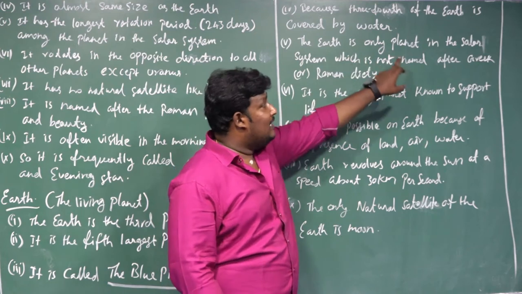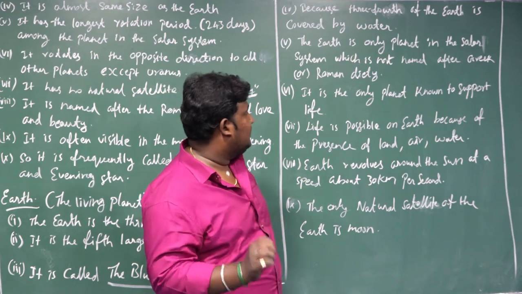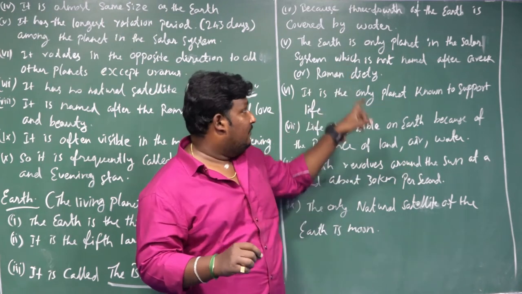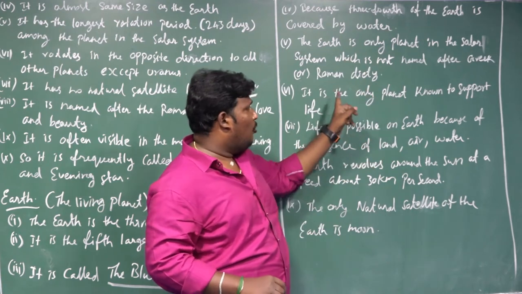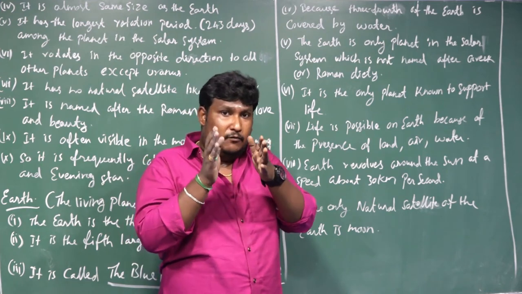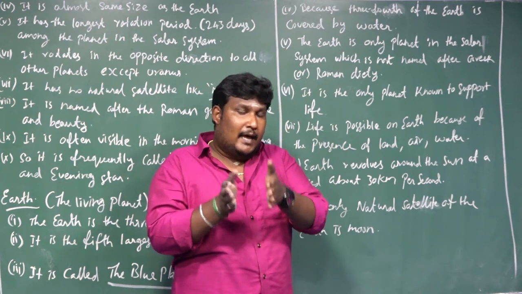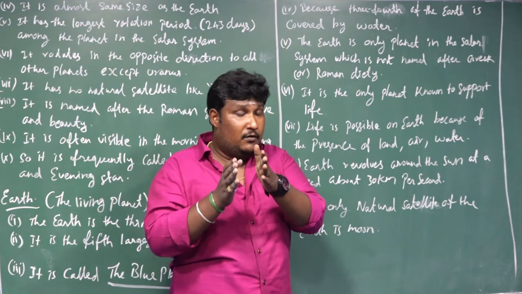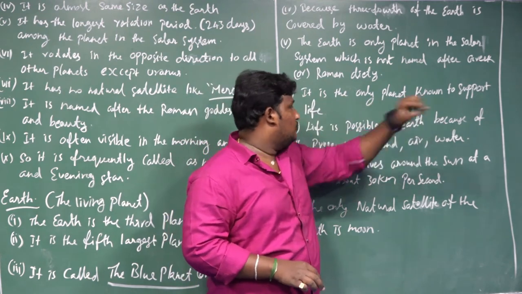The Earth is the only planet in the solar system which is not named after a Greek or Roman deity. It is the only planet known to support life. Which planet supports life? It is the Earth, because human beings, animals, atmosphere, and nature all live on Earth. That means it is the only planet known to support life.